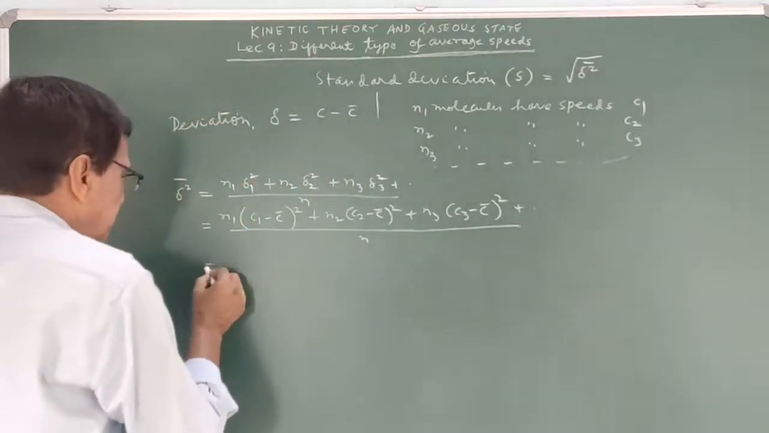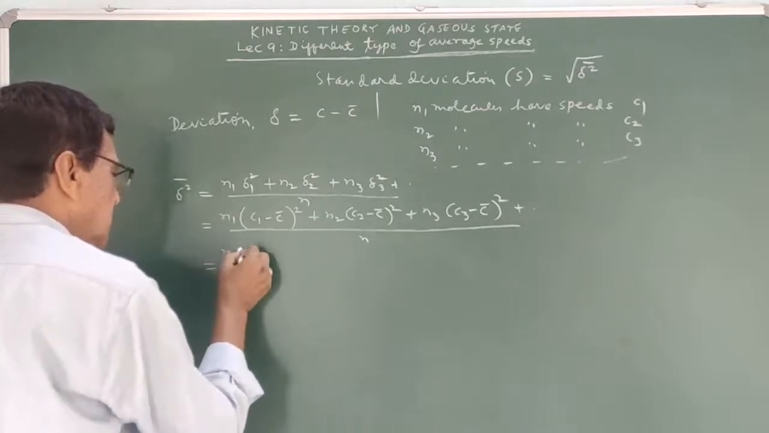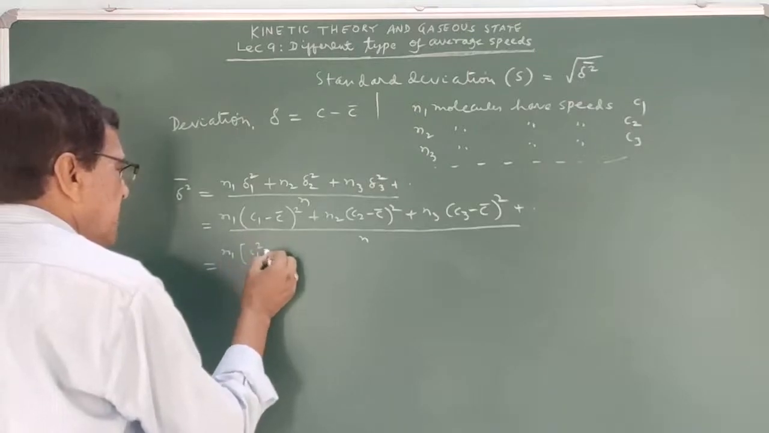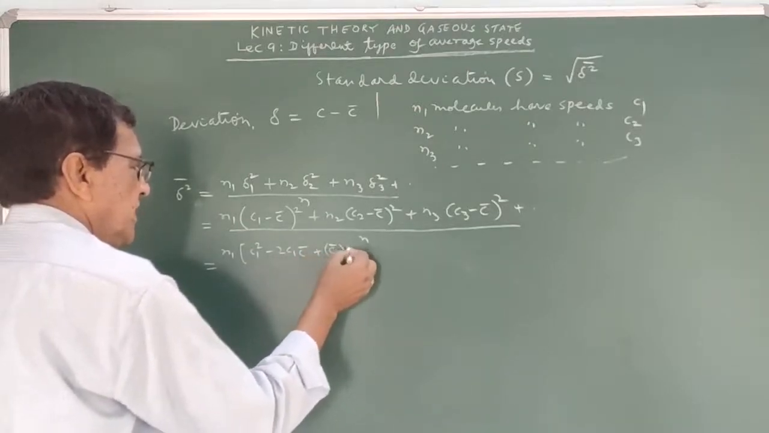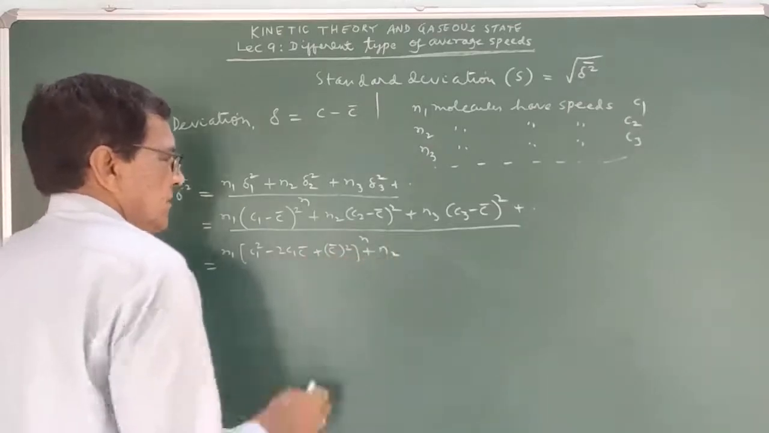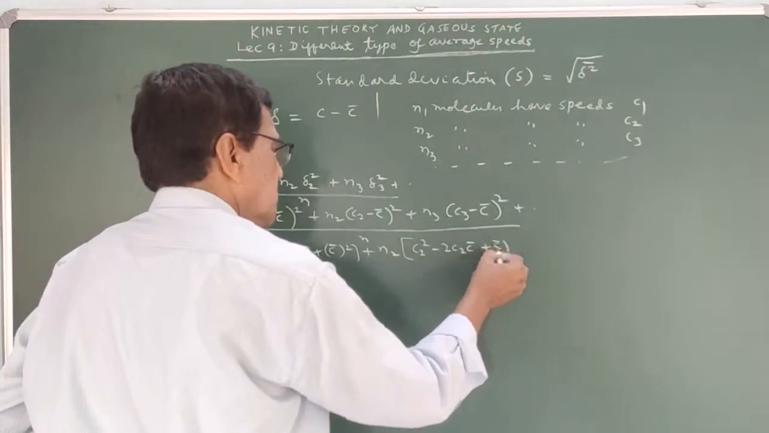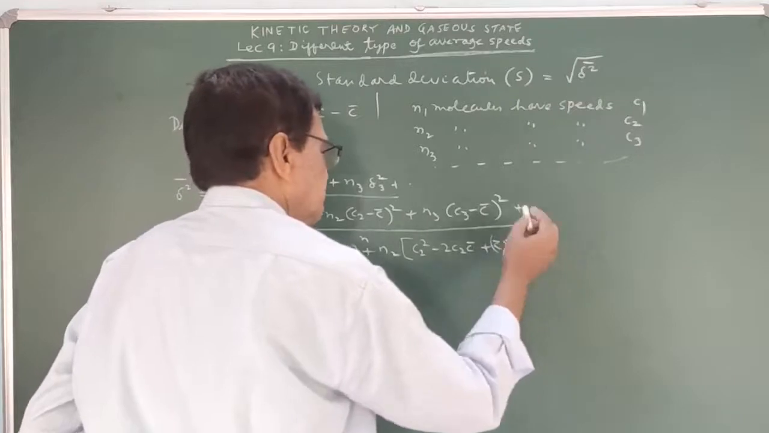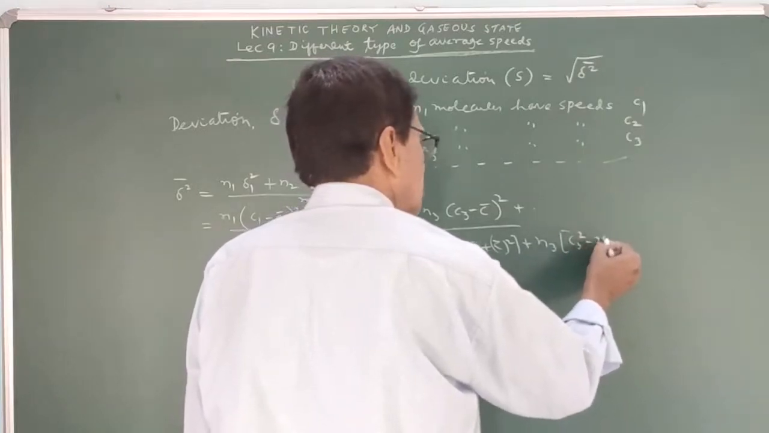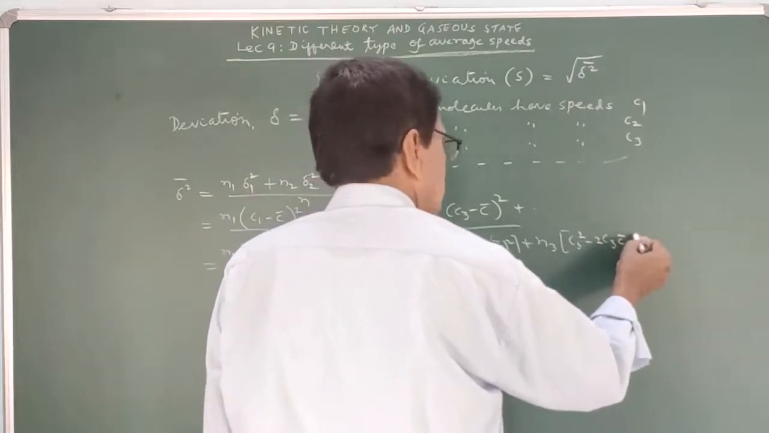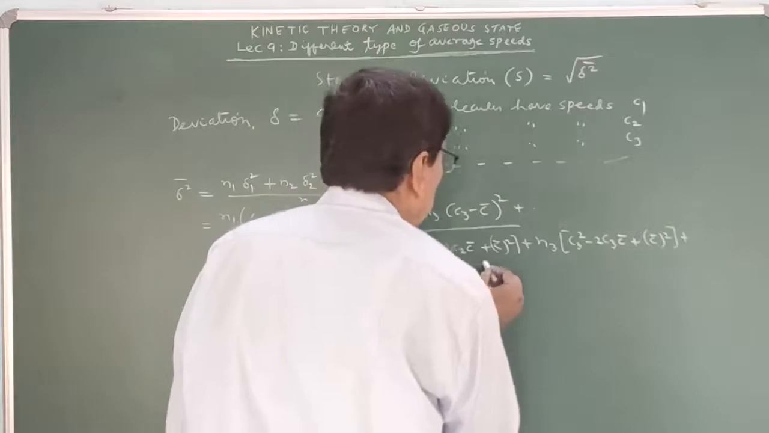If you split up the square terms, then N1 into C1 square minus twice C1 C bar plus C bar square, plus N2 into C2 square minus twice C2 C bar plus C bar square, plus N3 into C3 square minus twice C3 C bar plus C bar square, plus and so on, and this will again be divided by N.